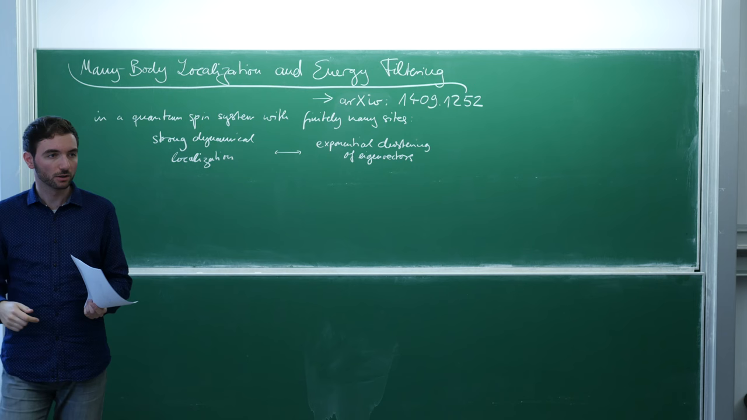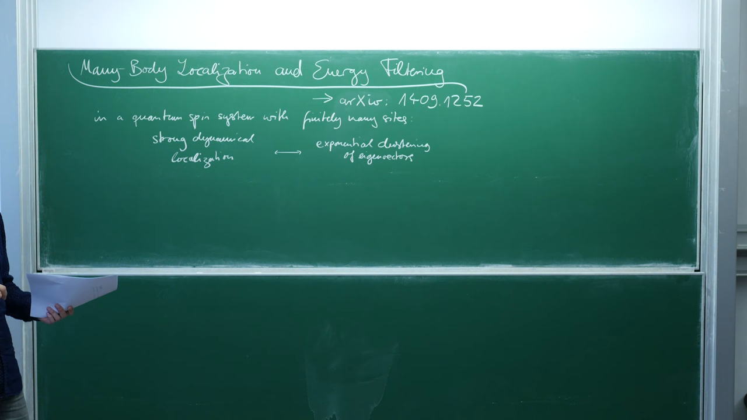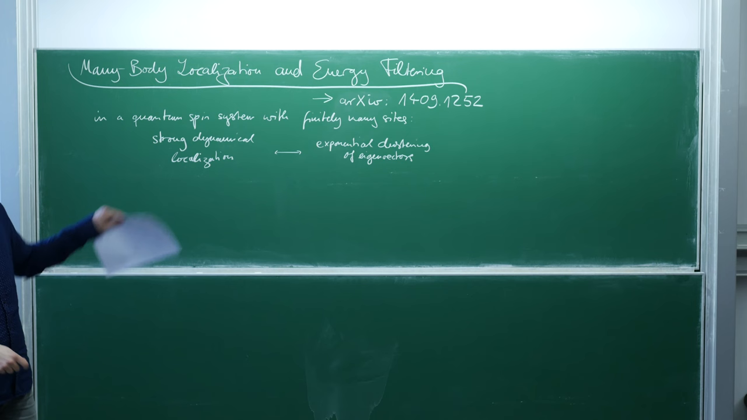Exponential clustering of eigenvectors, if you write it down mathematically, makes rigorous the idea that if you have a system that shows little transport, then in the eigenvectors, in some specific states, there will be little entanglement over large distances. But this can be formulated mathematically, and I will do this in a minute.